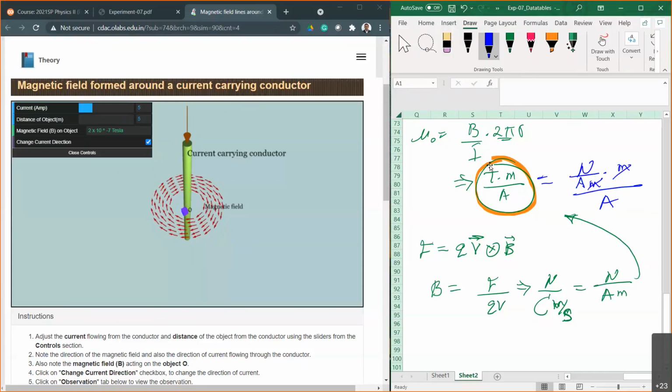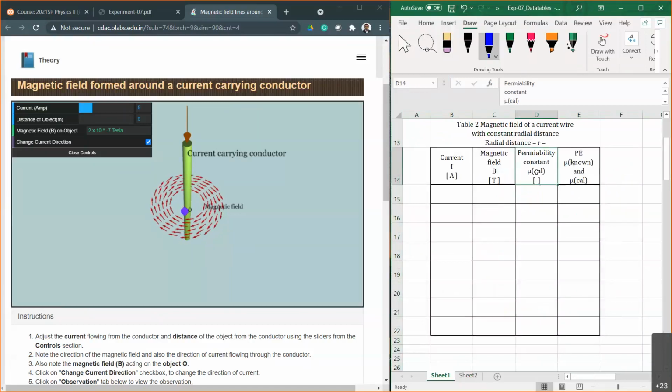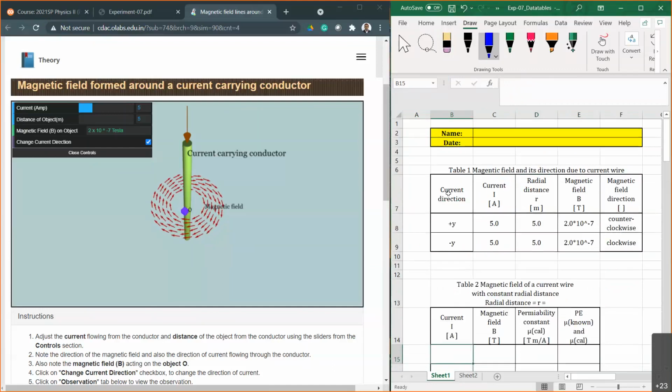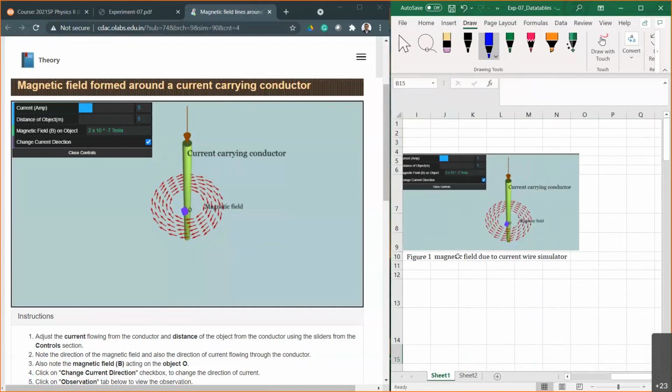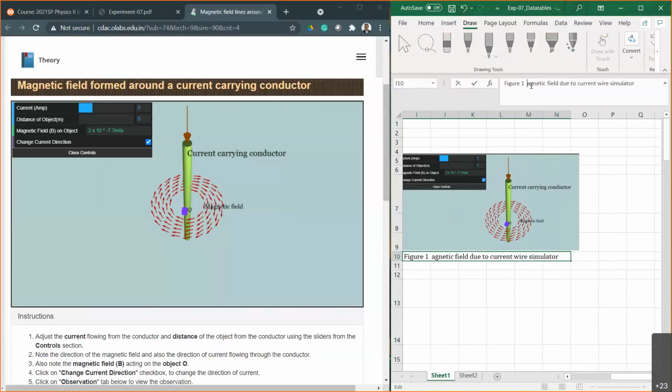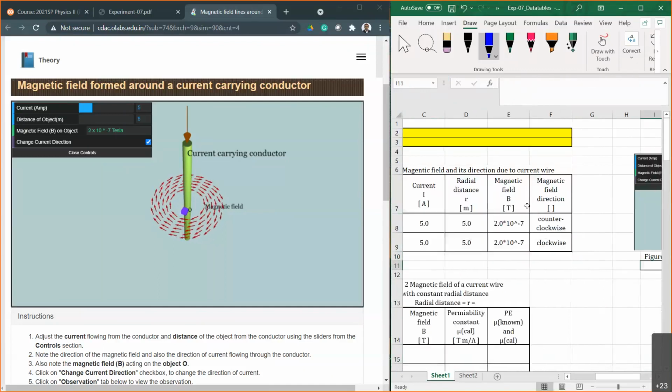We'll use the unit we're getting from this formula. That's okay, because that is the formula we based on. So Tesla meter over amps. Okay, any question? For figure 1, what was the description you gave it? I just wrote magnetic field due to current wire simulator. All right, thank you. Yeah, you can type any way you like, it doesn't matter.